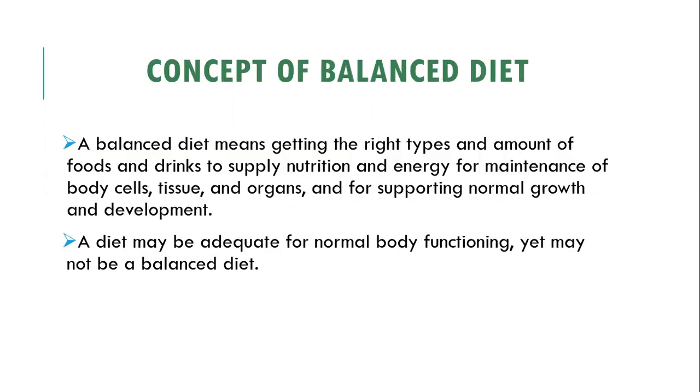Let's talk about human nutrition, and today specifically we'll be talking about the balanced diet. Now, let's see the concept of balanced diet. Simply, a balanced diet means getting the right types and amounts of foods and drinks to supply nutrition and the energy for the maintenance of body cells, tissues, and organs, and for supporting normal growth and development.